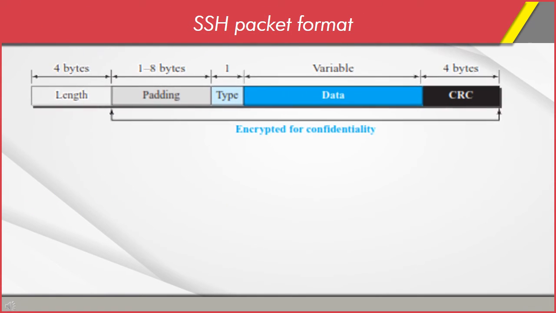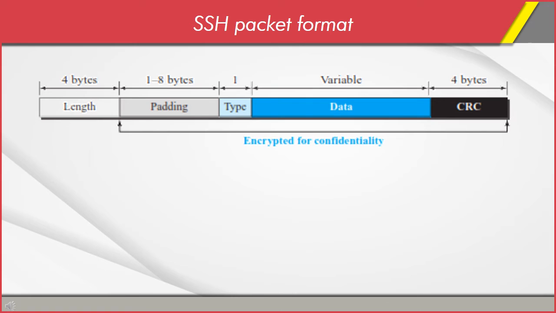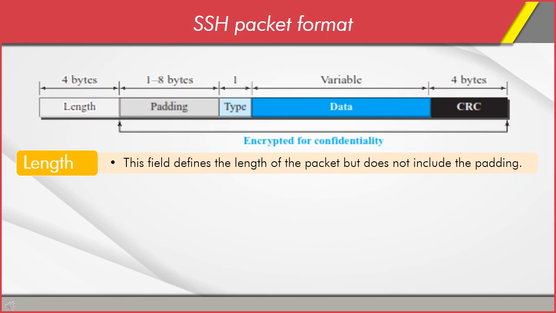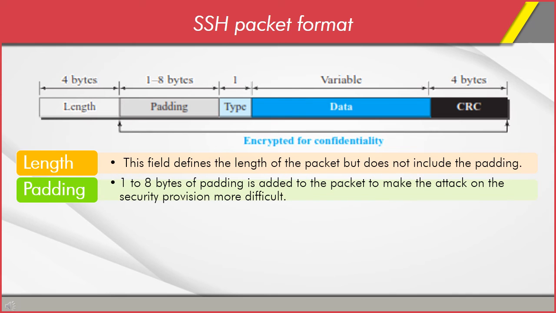This picture shows the format of packets used by SSH protocols. It contains 5 fields, namely length, padding, type, data and CRC. The first field is the length field. This field defines the length of the packet but does not include the padding. The second field is the padding field, which contains 1 to 8 bytes of padding added to the packet to make attacks on the security provision more difficult.